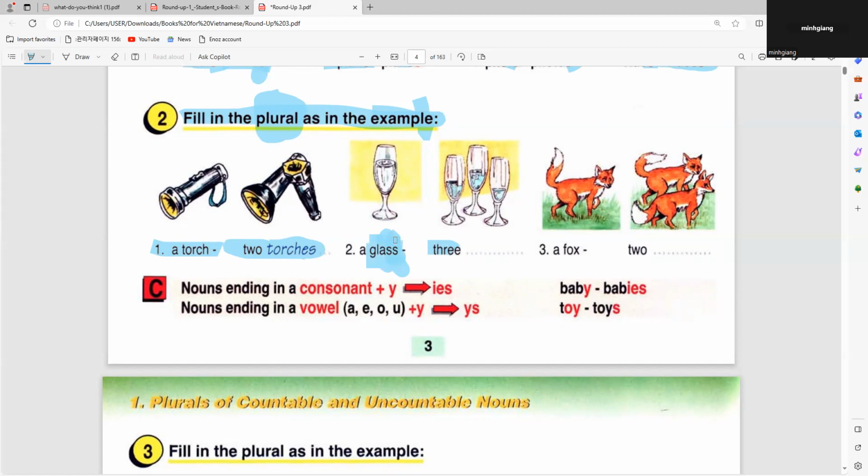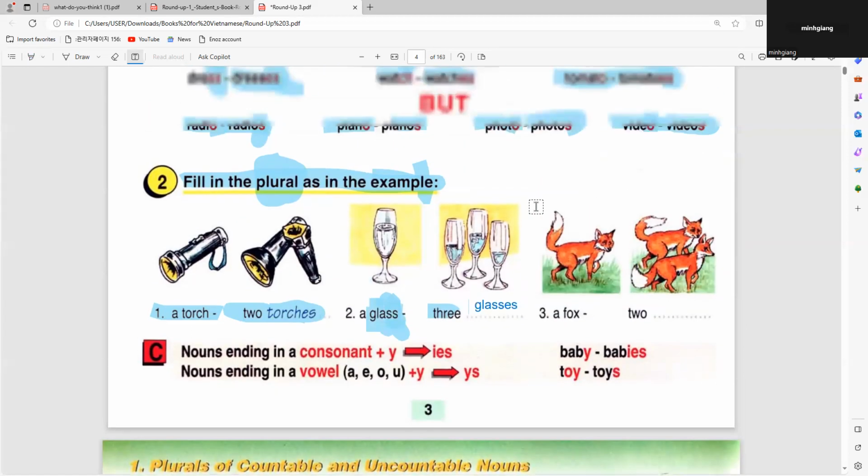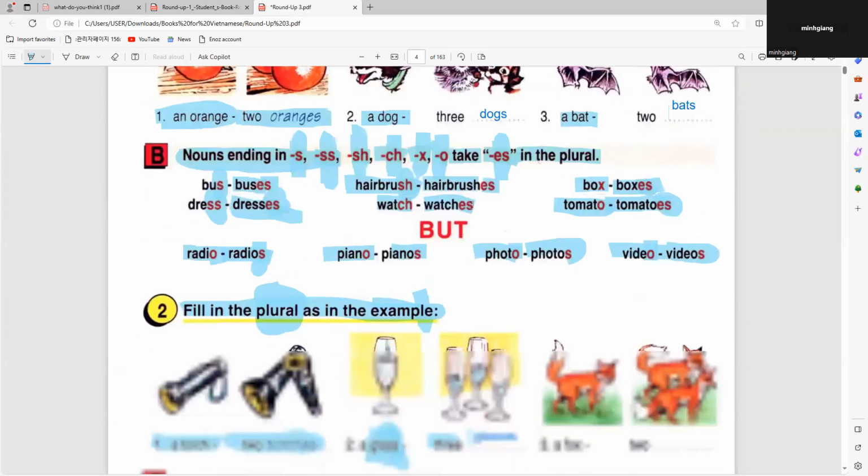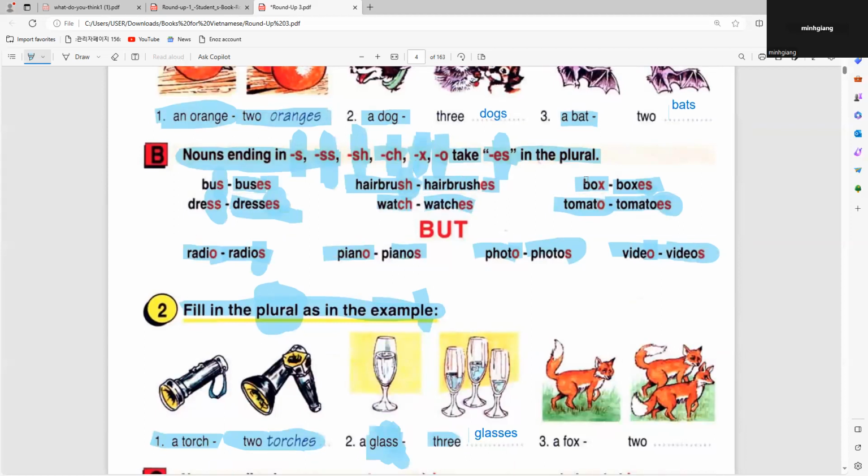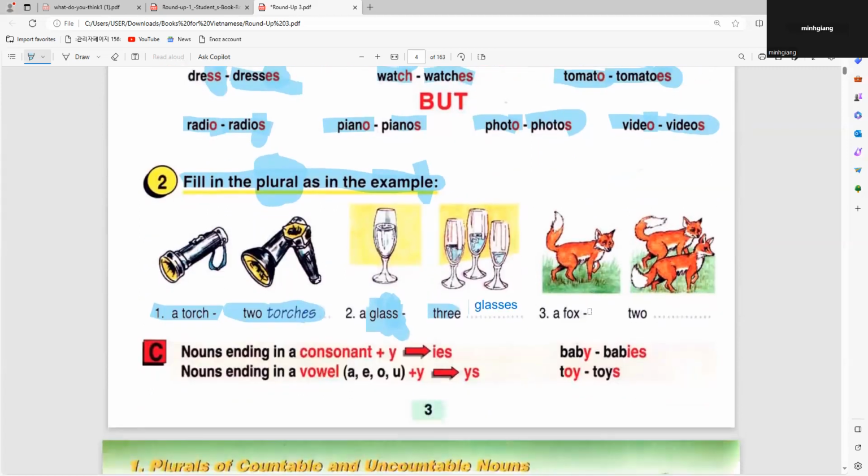Three glasses. What is your answer? Only letter S or ES? What will you add? Only S. Okay, teacher will help. This one is glasses. You will add ES. Okay, so let's solve this one. A fox. Look at this one. A fox. X. A box. Boxes. A fox. Okay, foxes.